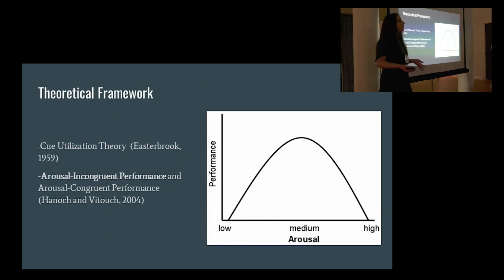And so my theoretical framework for this idea was that if you're in too high of an arousal state or too low of an arousal state, your performance on the memory task will be hindered. And this is based on the cue utilization theory. And so I'm really trying to use these MIPs to figure out where that medium arousal state is.